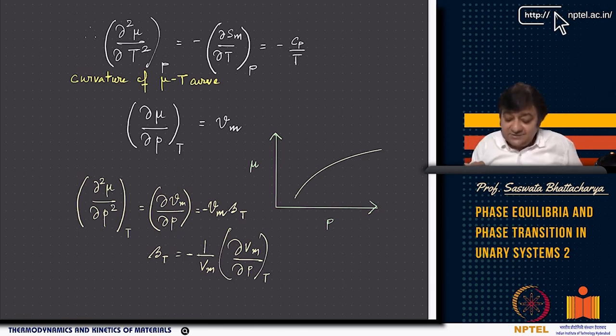So ∂μ/∂P will give you a schematic curve like this. Now, what is ∂²μ/∂P², which is nothing but ∂Vm/∂P, because ∂μ/∂P is already Vm. So ∂²μ/∂P² is ∂Vm/∂P, which is minus Vm times βT, where βT is the isothermal compressibility. Remember, βT has a negative sign here, and there is also another negative sign here. So please tell me whether the slope will be increasing or decreasing. If you look at this curve, this is the slope. Is the slope increasing or decreasing?